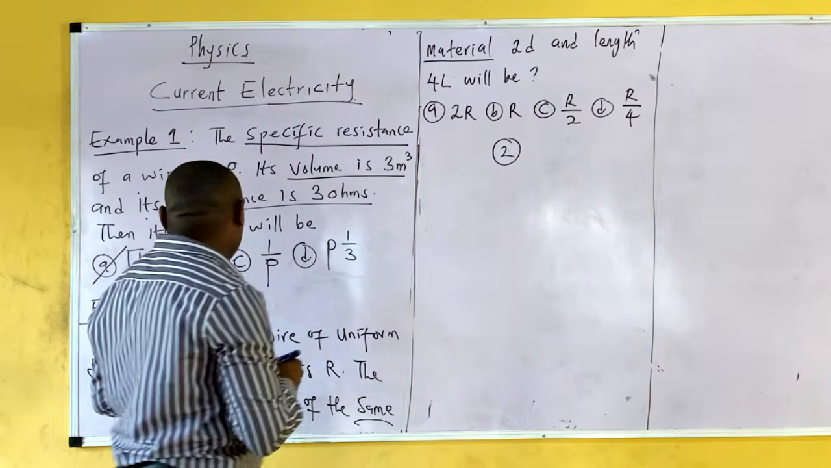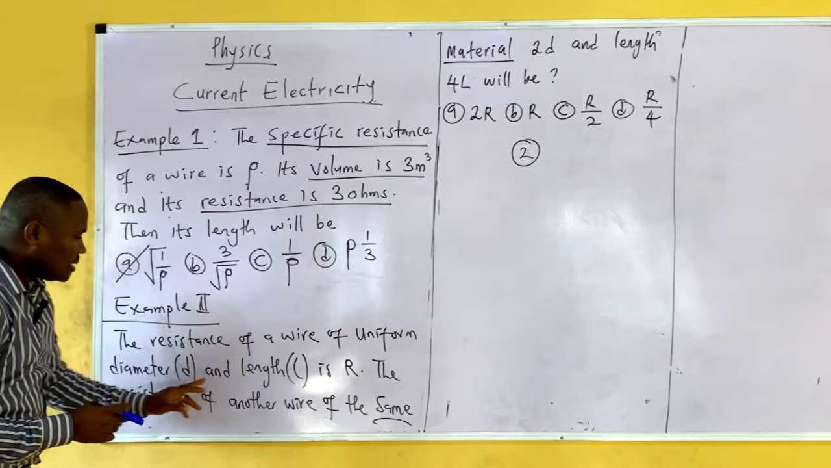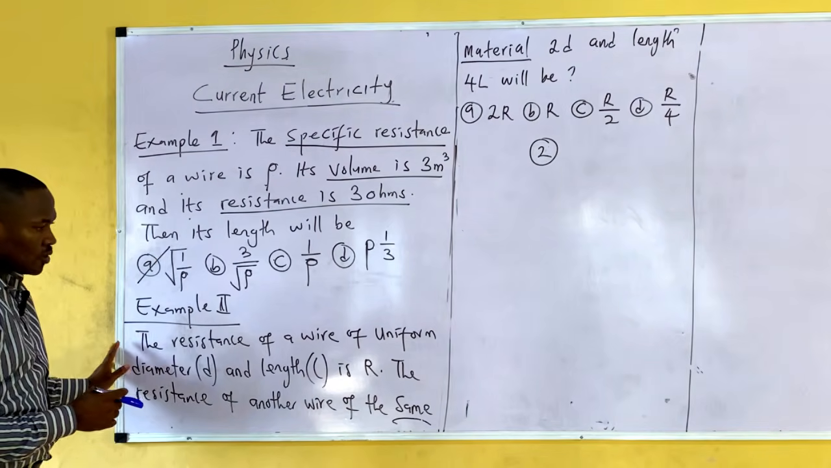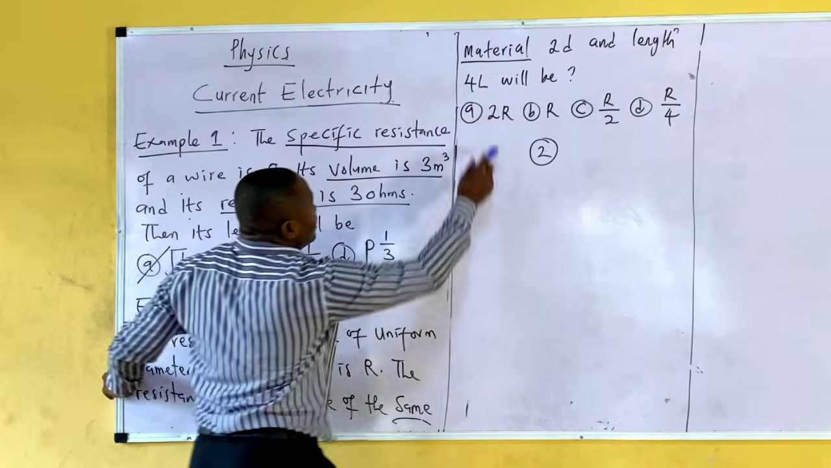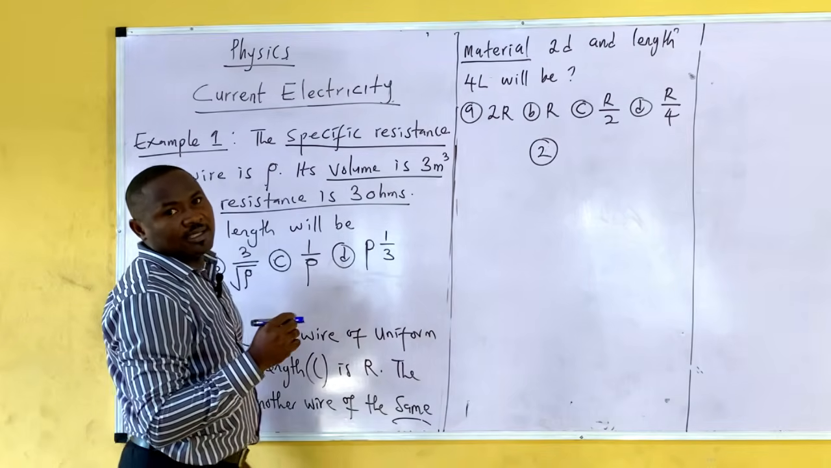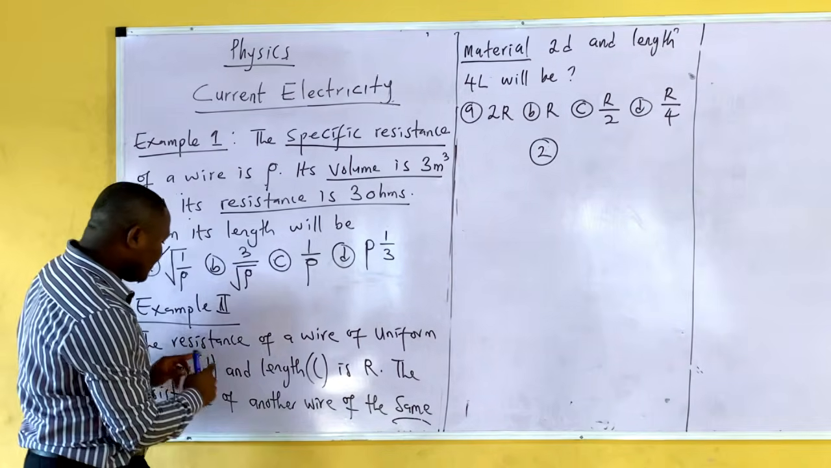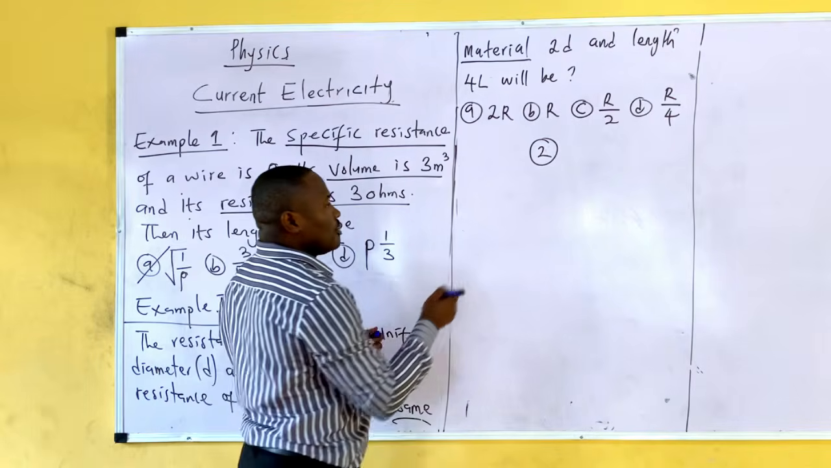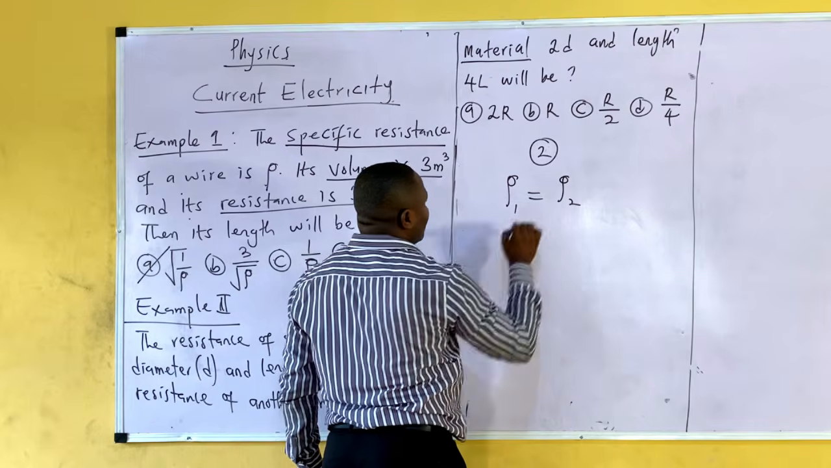Number 2 says the resistance of a wire of uniform diameter D and length L is R. So these were the first sentence of the question. The resistance of another wire of the same material, take note of this, same material, meaning they have the same resistivity, the same nature of the material. So it means the resistivity of the first material and the second material are the same. To solve this, I'll say resistivity of 1 equals resistivity of 2.